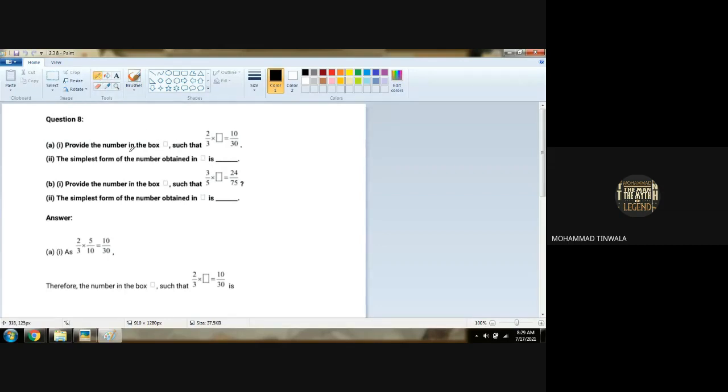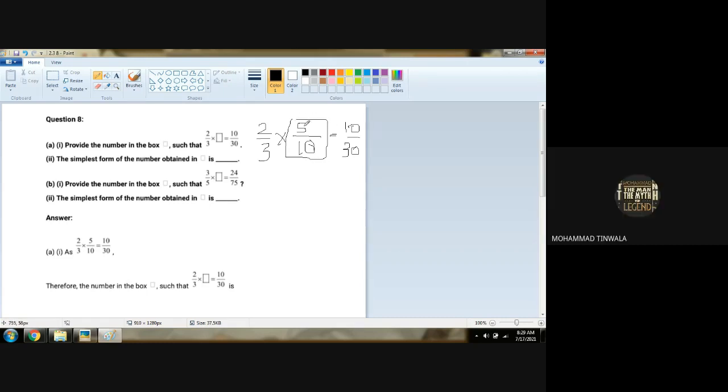Chalo, provide the number in the box such that 2/3 is given here. Multiply by what number in numerator and denominator that we will get 10 and we will get 30 here. The 3 will be multiplied by what number to get 30? 10, sir. And 2 will be multiplied by what number to get 10? 5. 5, sir. So what will be the answer in the box?